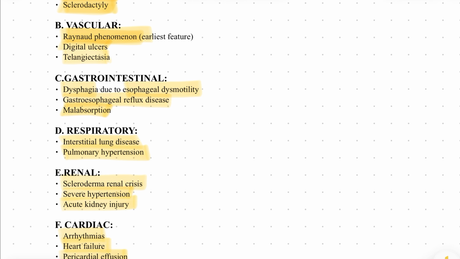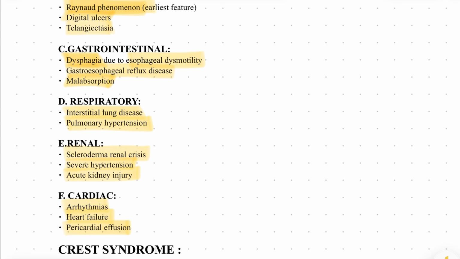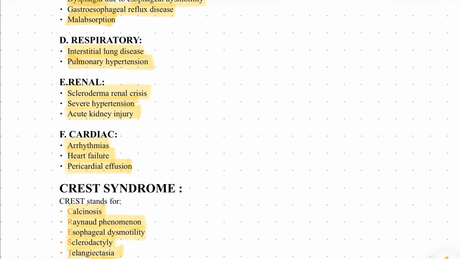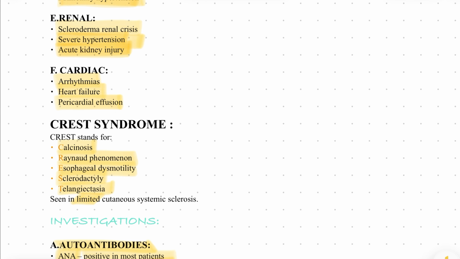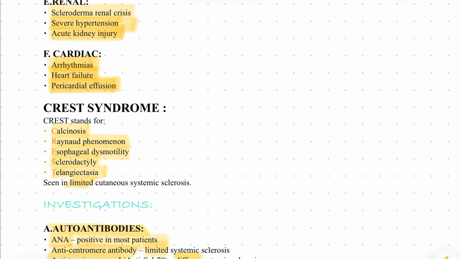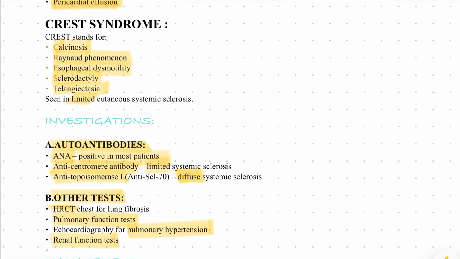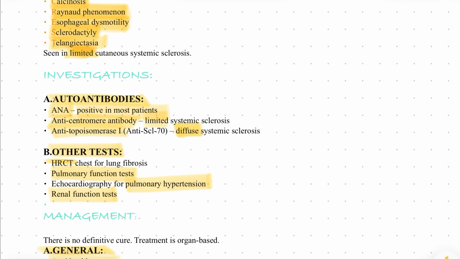In GI, you need to remember dysphagia, related to CREST syndrome. In respiratory, pulmonary hypertension, an important topic in respiratory, so you need to remember. In renal, you need to remember AKI and severe hypertension. In cardiac, arrhythmia, heart failure, pericardial effusion. You can't skip these videos, just go and watch them, don't forget. Then CREST syndrome, as we discussed: calcinosis, Raynaud's phenomenon, esophageal dysmotility, sclerodactyly, then telangiectasia, seen in limited, not diffuse.